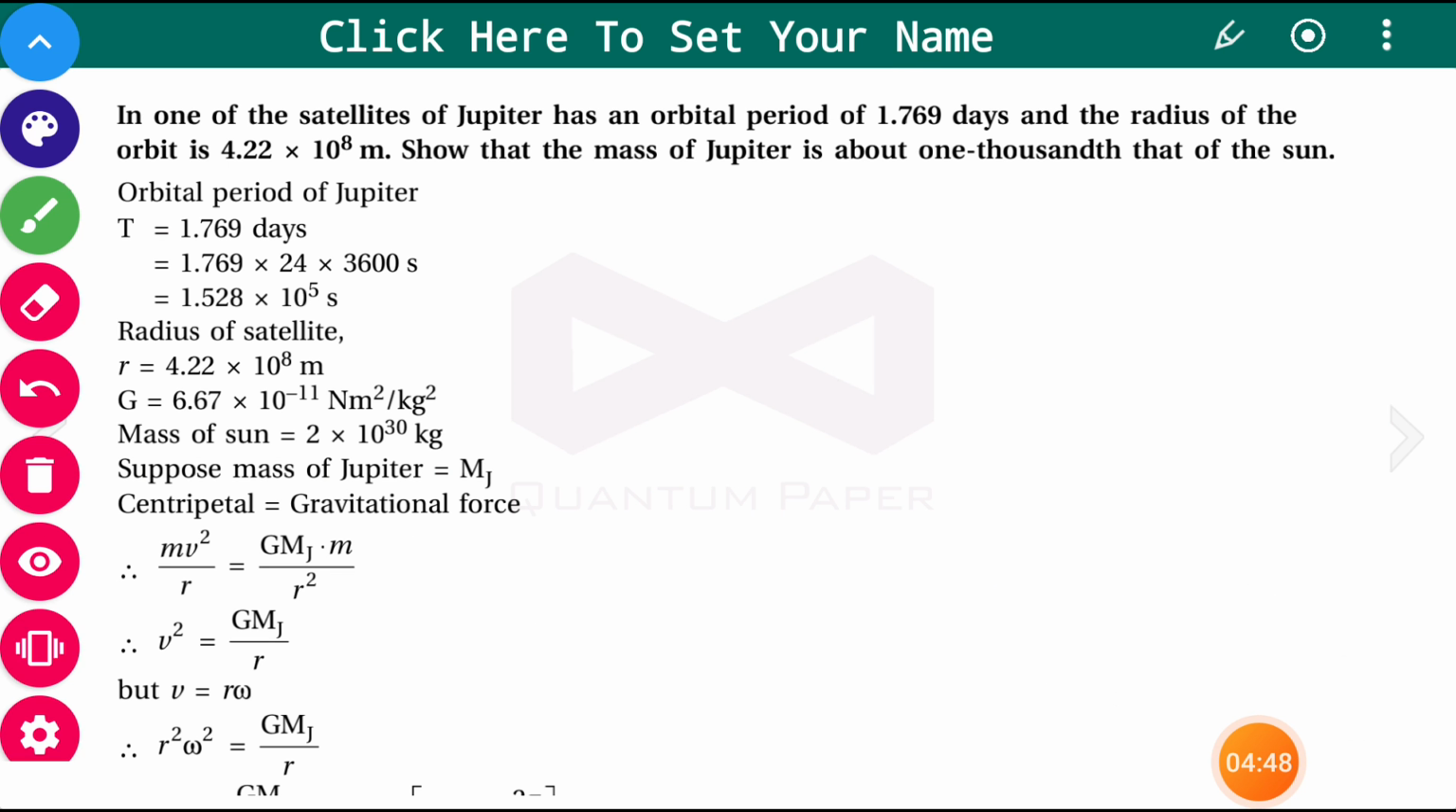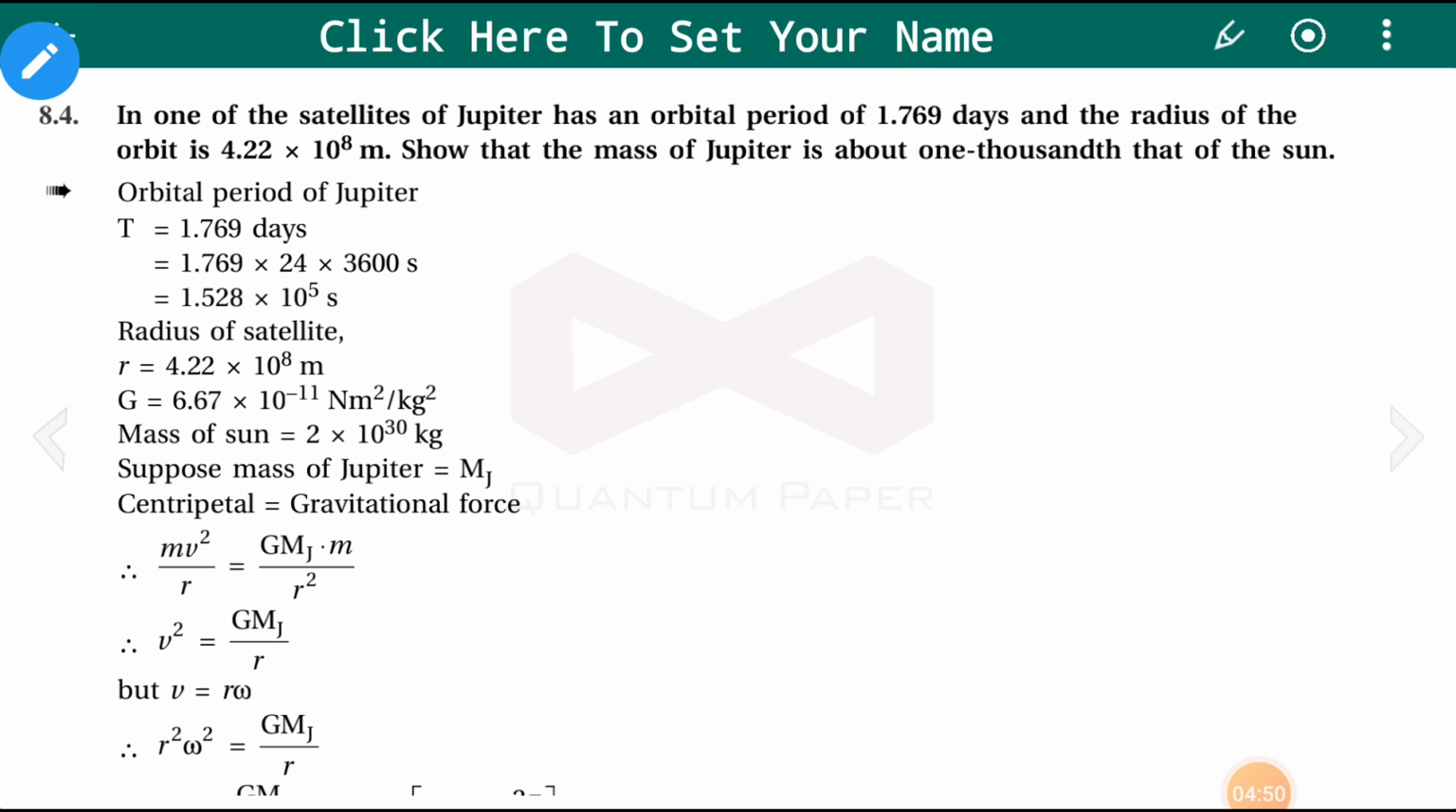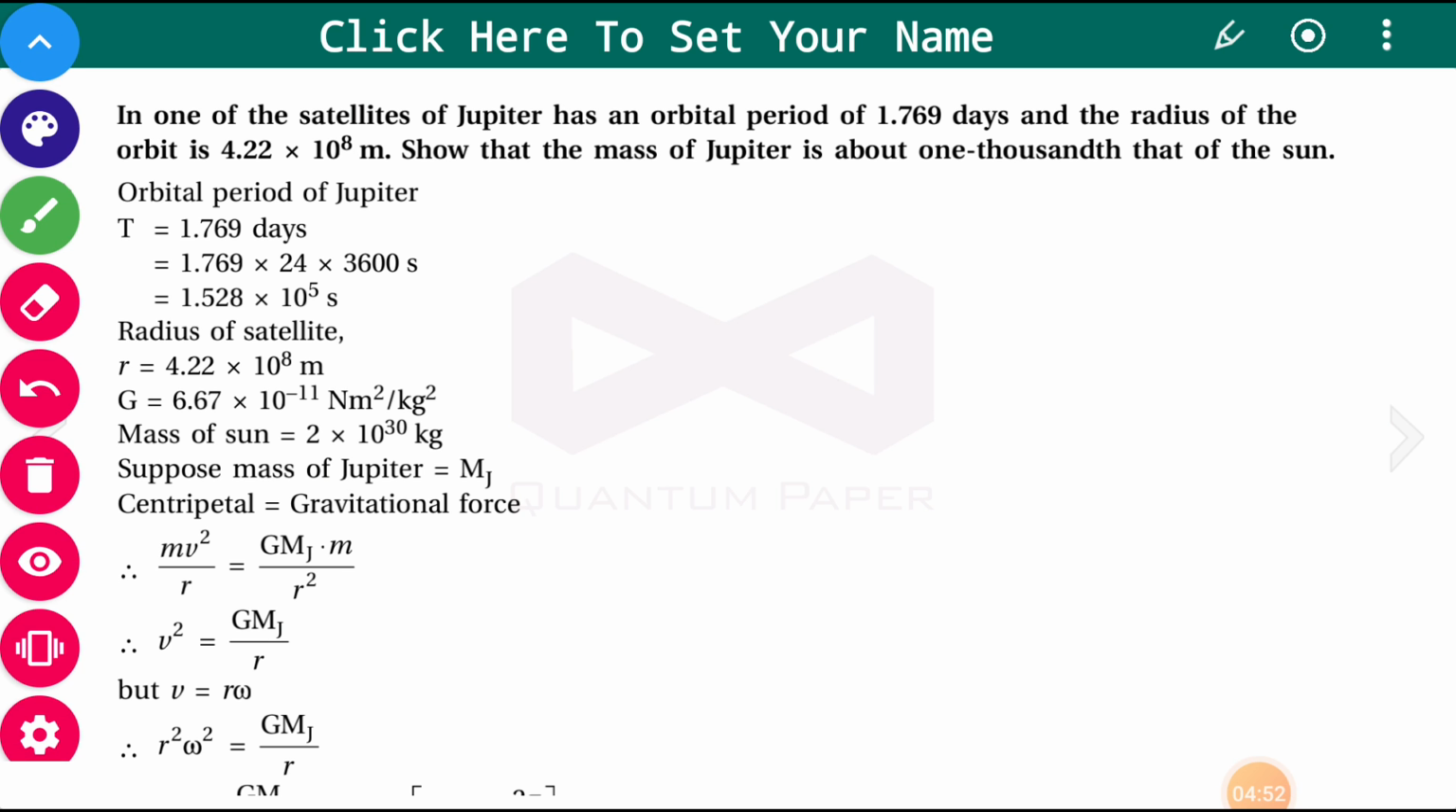Now we talk about the new numerical, that is 8.4. One of the satellites of Jupiter has an orbital period of 1.769 days and the radius of the orbit is 4.22 into 10 raised to 8 meter. Show that the mass of Jupiter is about 1000th that of the Sun.